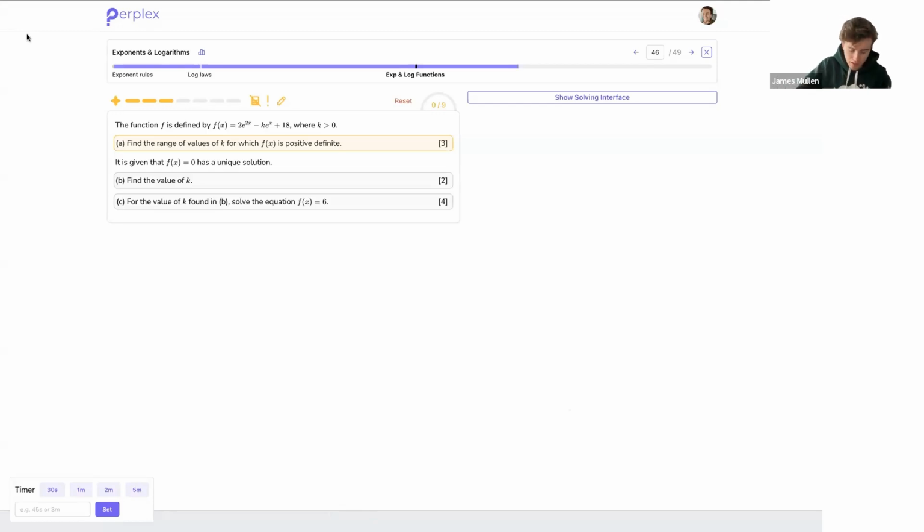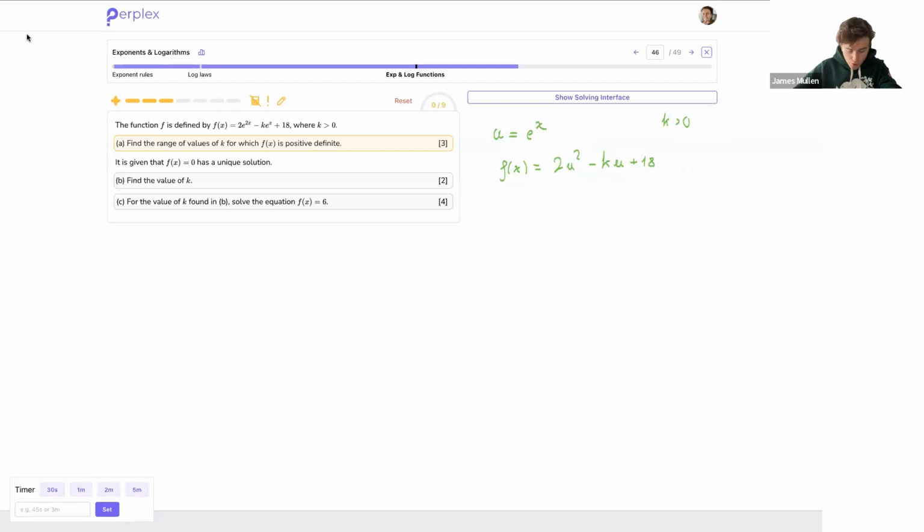Okay, so what does that mean? It means that if I take this f of x and I say y is equal to e to the x, then f of x, maybe I'm going to use u actually. It'll be better with u. Let's say u is equal to e to the x, then f of x is 2u squared minus ku plus 18. And we're told that k is greater than 0.